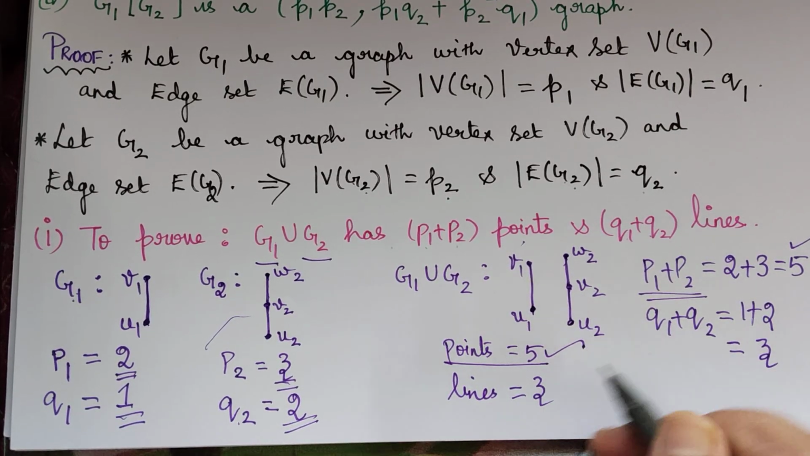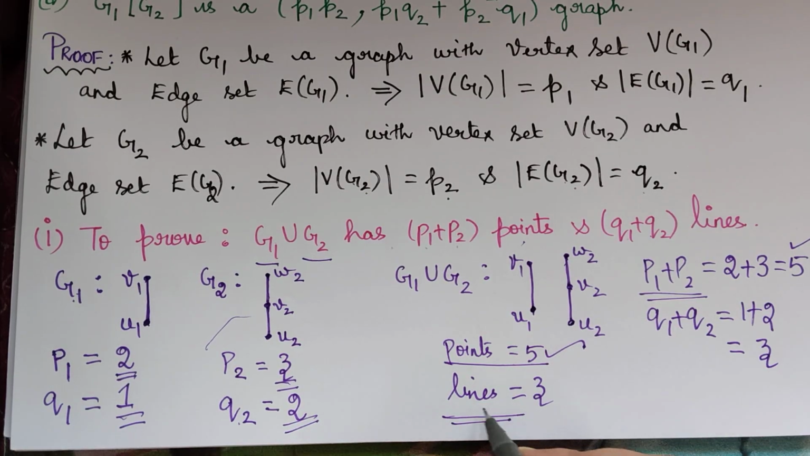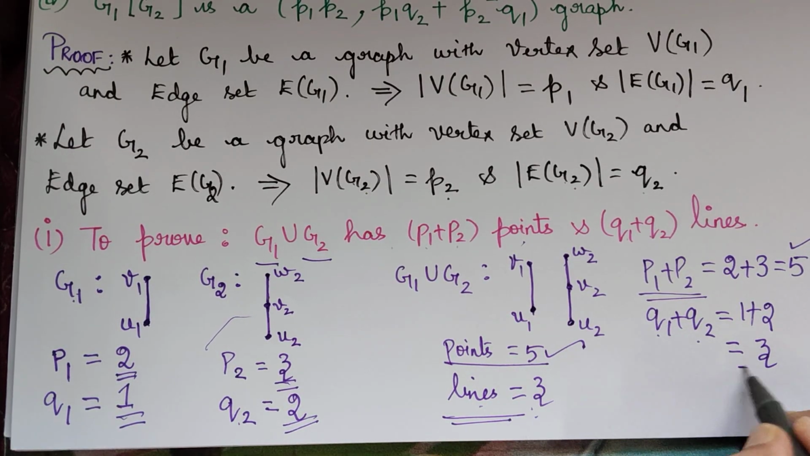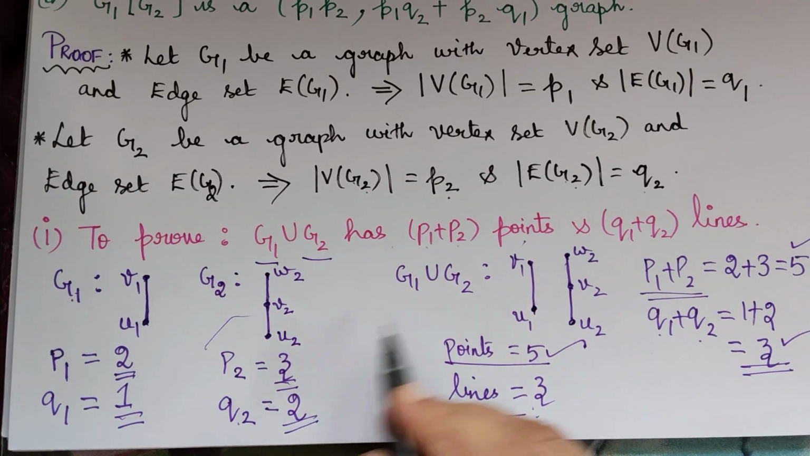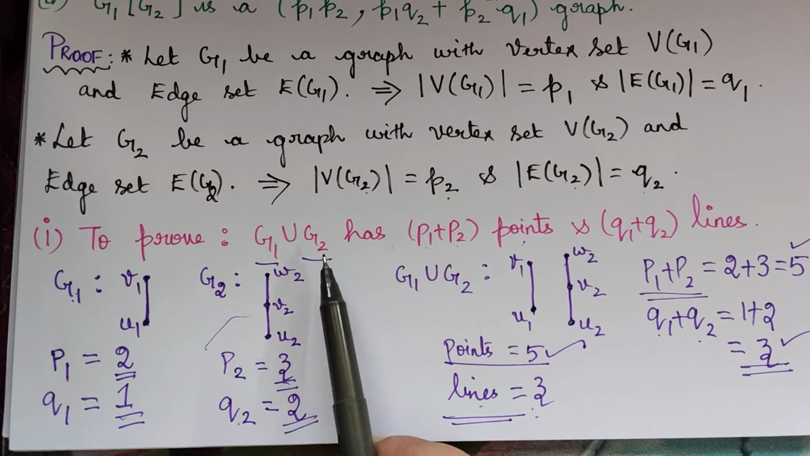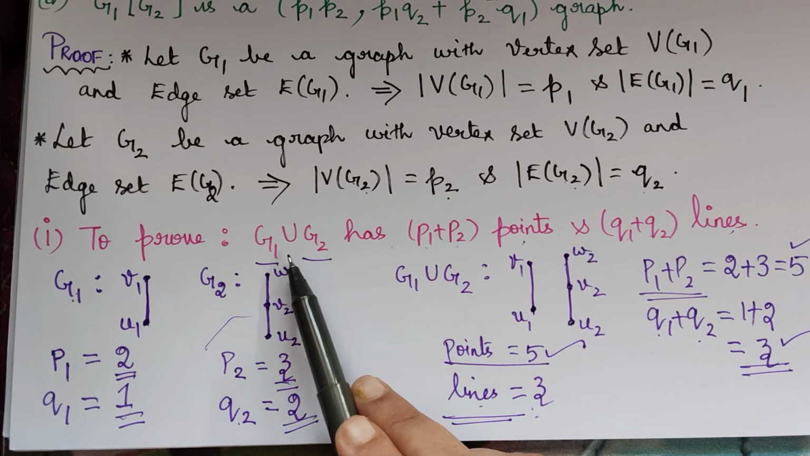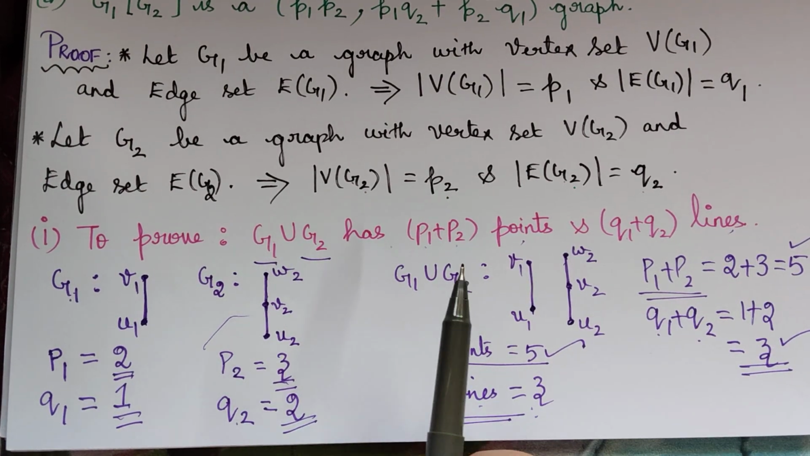So both are the same. In a similar way, the number of lines is equal to 3 for this graph, and when we checked Q1 plus Q2, it was also equal to 3. So with the help of this illustration, we have proved this theorem. Now we shall see the theoretical proof for this.